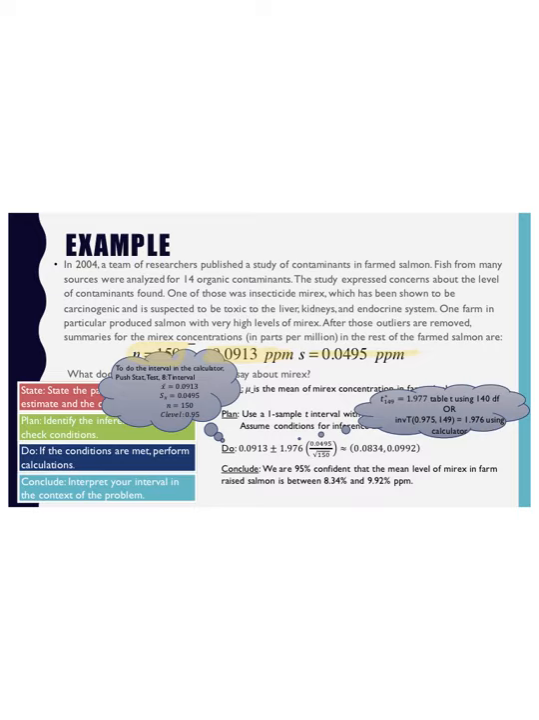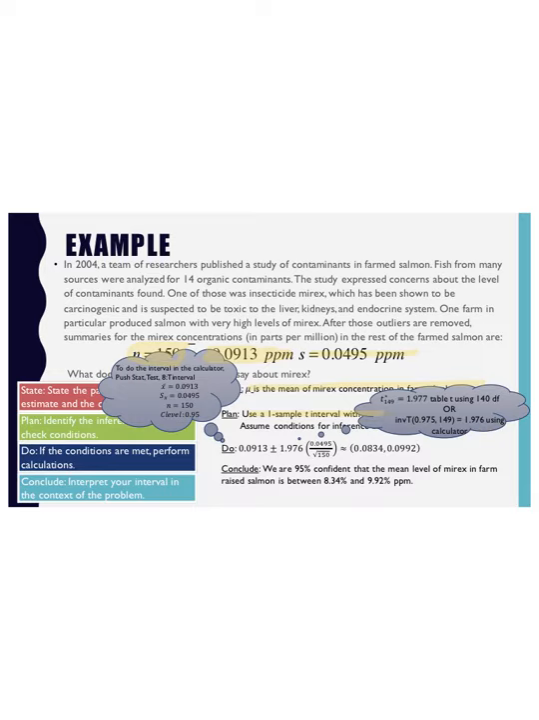Remember the 4 steps. First step, state. This is where we state the parameter of our estimate for the confidence interval. So our state, mu is the mean Mirex concentration in farmed salmon. Then we go to our plan step. We're going to identify the inference method and check our conditions. So for our plan step, we're using a 1 sample t interval with degrees of freedom 149. It's 150 minus 1. Because we don't know anything about the conditions specifically, we just assume the conditions for inference are met.